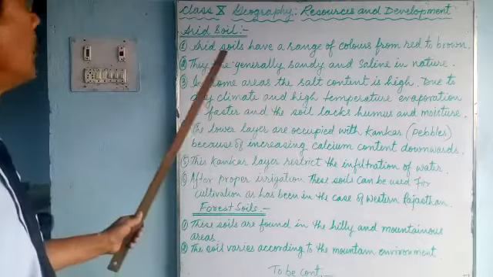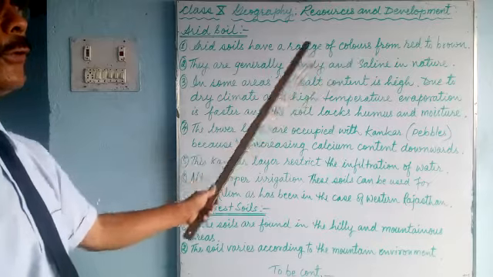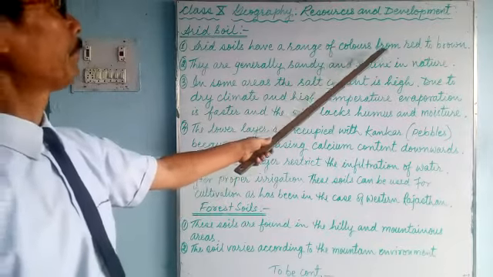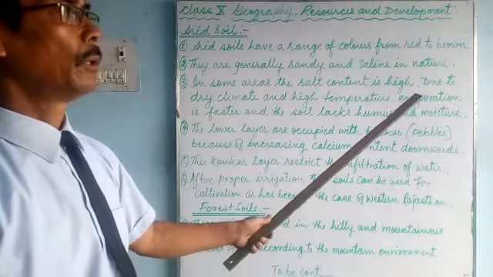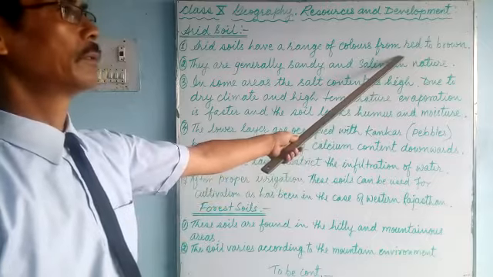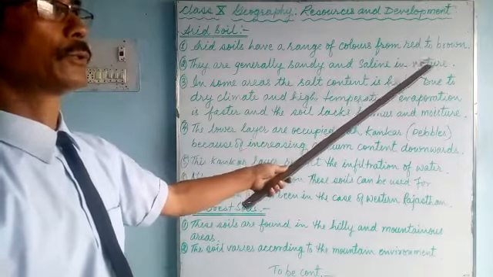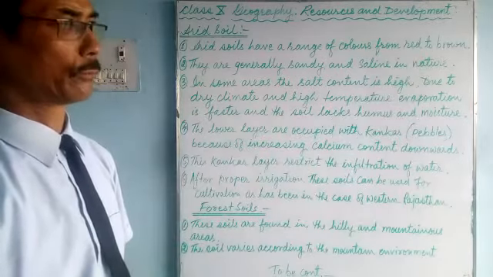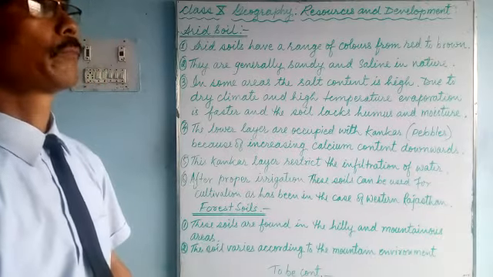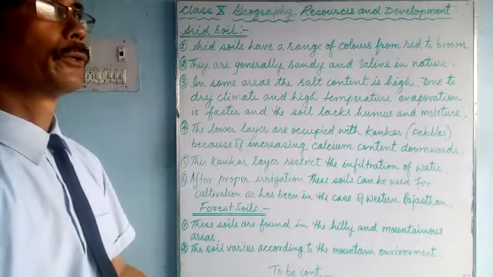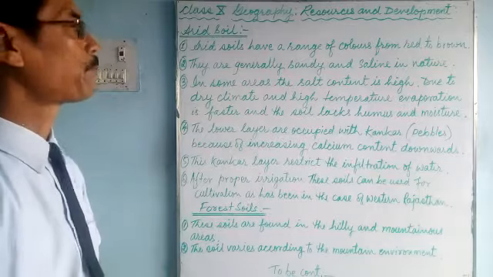It's very simple. Number one, arid soils have a range of colors. Range of colors means various colors from red to brown. Under the condition of humidity, the arid soil turns red, and under dry conditions it turns brown due to temperature. So according to humidity and drought, arid soils have a range of colors.